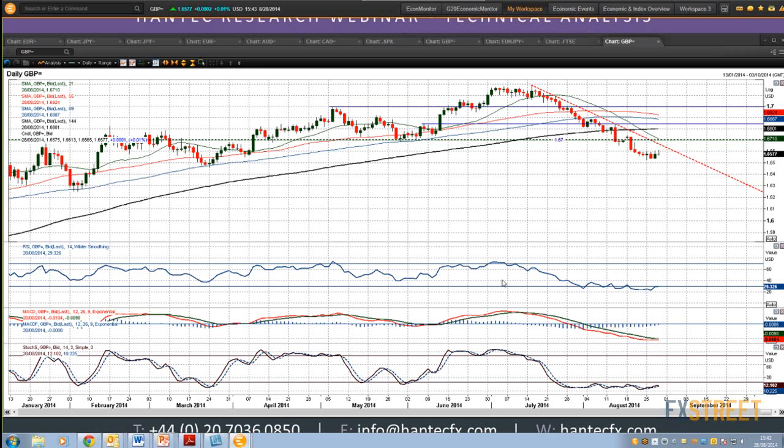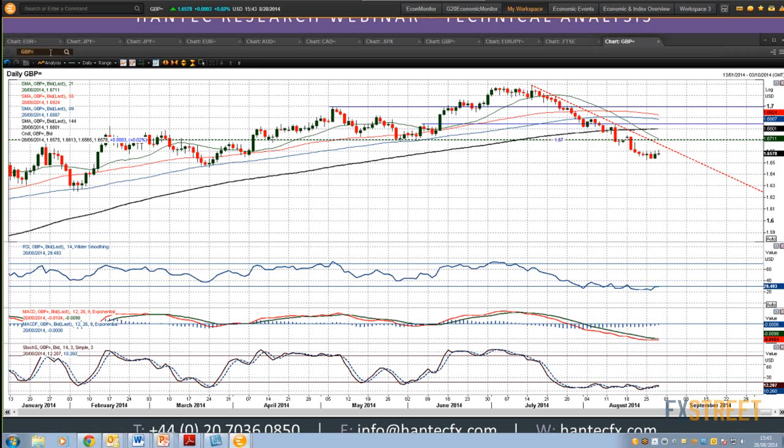Big overhead supply. MACD lines negative, deeply negative. RSI negative. It just looks pretty bearish. And yeah, stochastics also. So across the board, cable is looking pretty bearish, and you'd be looking for any sort of rebound as a chance to sell cable.